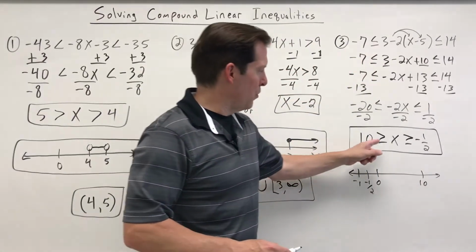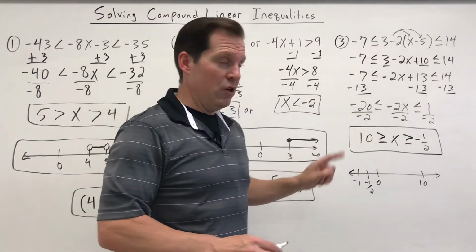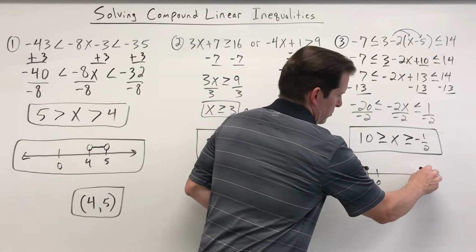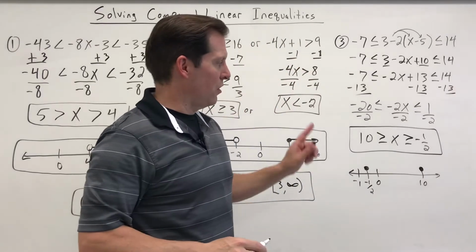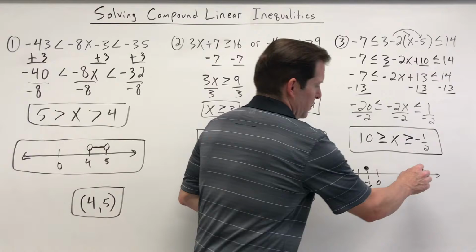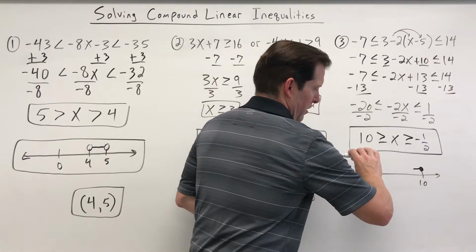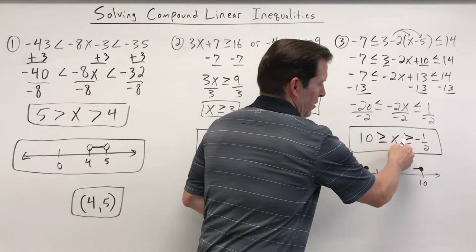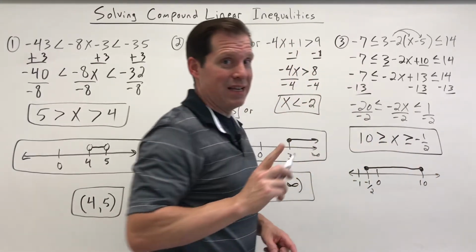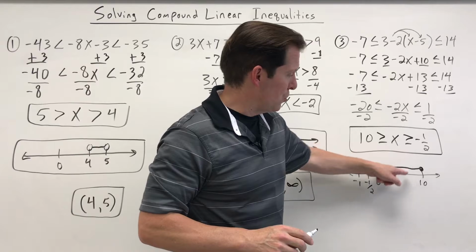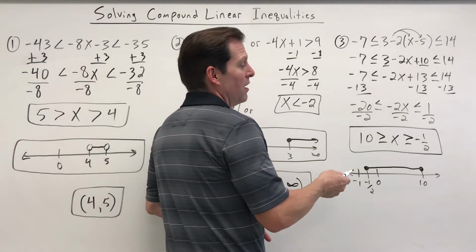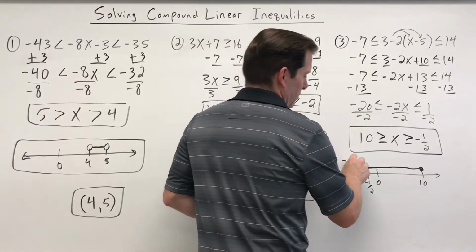Now both of these have the equal sign with them, so they're going to be closed circles. And then we're going to go ahead and read our inequality. x is less than or equal to 10, so that goes this way. And then x is greater than or equal to negative half, that goes this way. So they meet in the middle because it's an and statement. So all your solutions are right in here. x is greater than or equal to negative half, and it's less than or equal to 10.